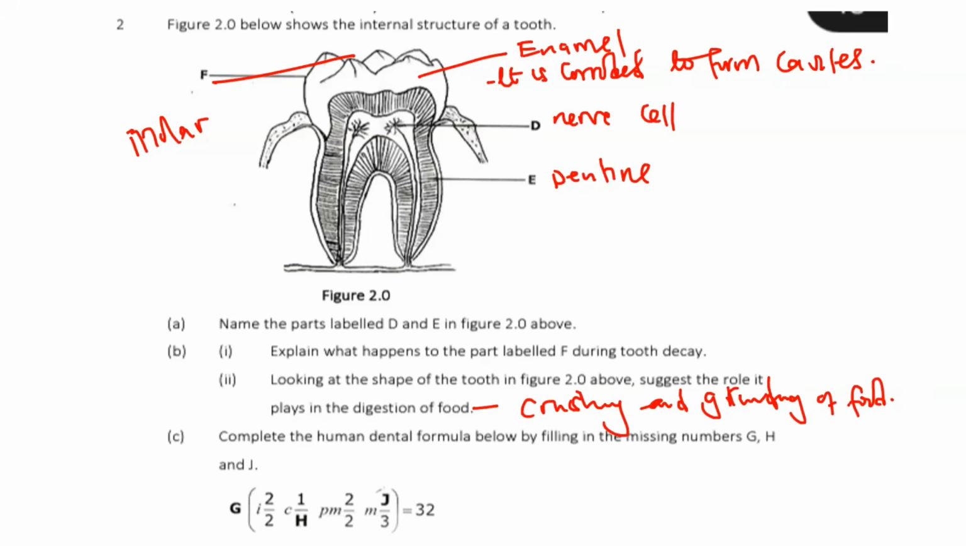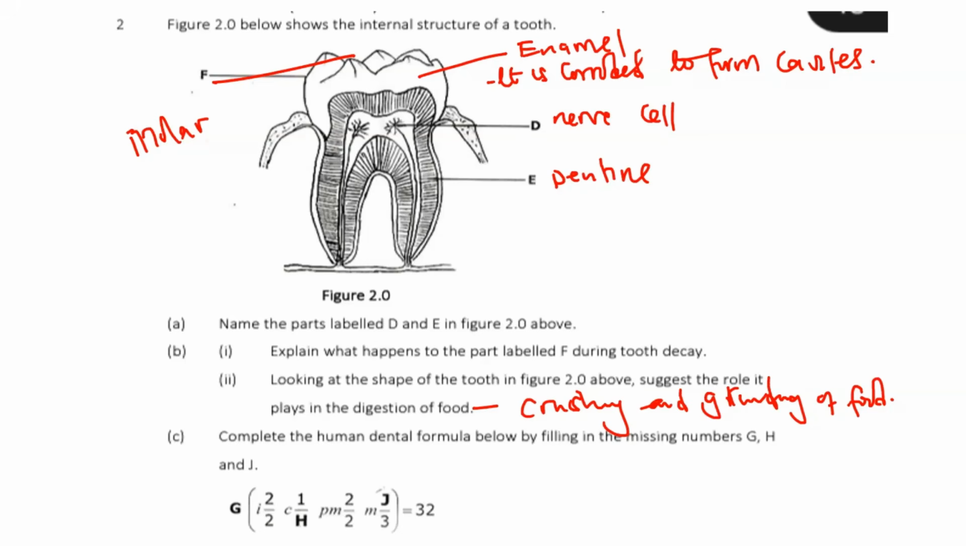Okay, so complete the human dental formula below, filling in the missing numbers G, H, and J. So we looked at the dental formula for cat, for a cow, rat, and of course human. From what we looked at, it was the incisors. So this I is for incisors, 2, 2. In short, in humans, all the numbers are equal. So if you have a 2 on top, just know that also down is a 2. If you have a 1, also down is a 1. If it's a 2, 2.